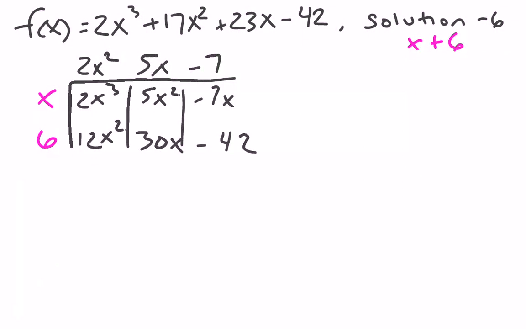So you could do the quadratic formula. I'm going to check factoring. Is there something that multiplies to 2 times negative 7, negative 14, and adds to 5? Let's see. Yes, 7 and negative 2.